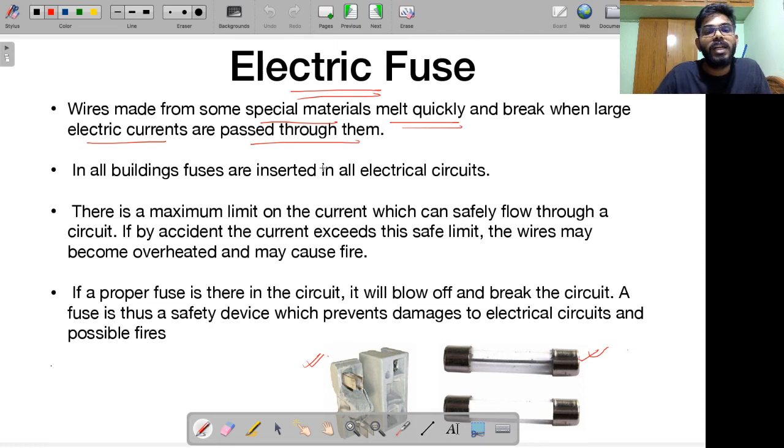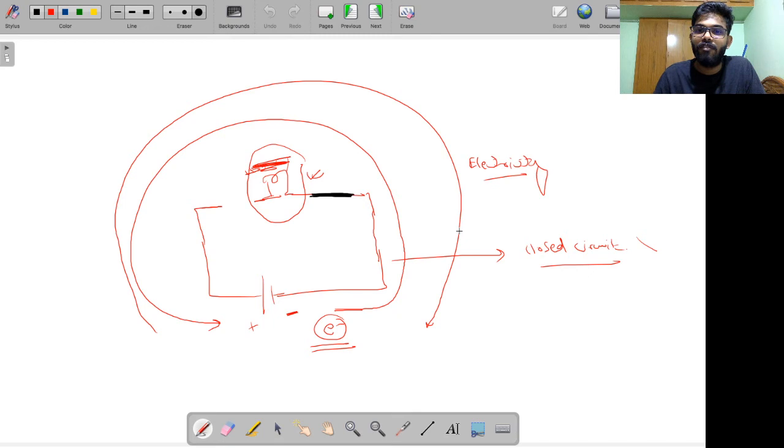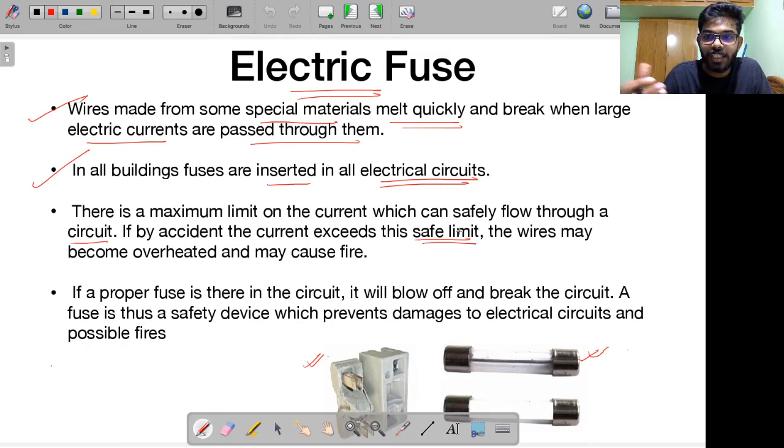Okay, you will see that in all buildings, fuses are inserted in all electric circuits. Right, that is for this purpose. There is a maximum limit on current which can safely flow through a circuit. If by accident the current exceeds the safe limit, okay, there is a safe limit. If it is flowing within the safe limit, it's perfectly fine. Sometimes when the electricity exceeds the safe limit, these wires may become overheated.